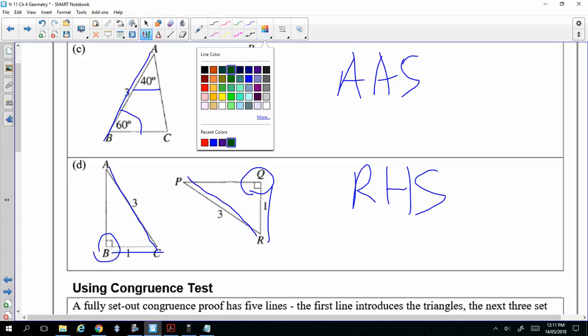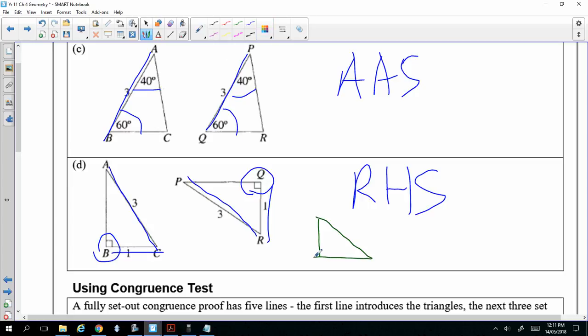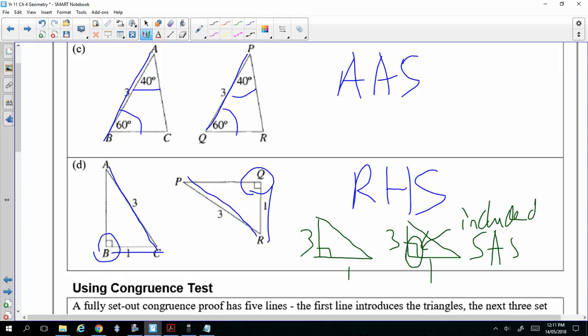So if I draw it like this, if I draw 3 here, 1, would it still be RHS? No, because it doesn't use H. What test would it be? Yeah, SAS. Even though there's a right angle, because the angle is the included angle. Remember, when it has an included angle, we say SAS. So note the difference. There's one more comment I have to say.